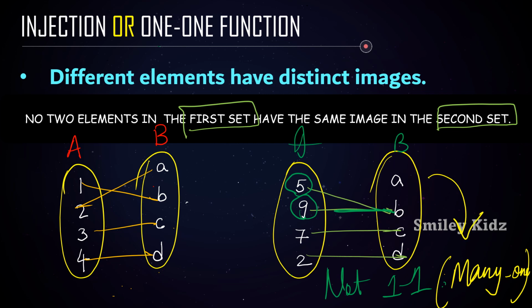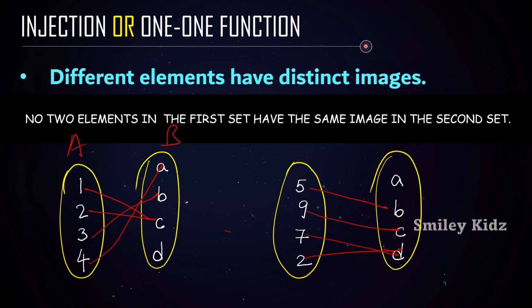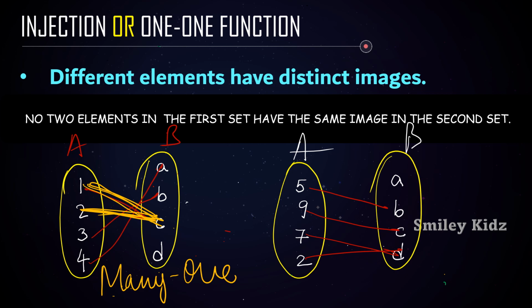Let's see a few more examples. Now have a look at these two examples over here. Here if you observe, 1 and 2 are mapped with C. Is this a 1-1 function? No, it is not. That means it is a many-one function. On the other hand, in the second example, 1 and 2 are mapped with only one element in B, that is D, right? And this as well is not a 1-1 function. It is a many-one function.